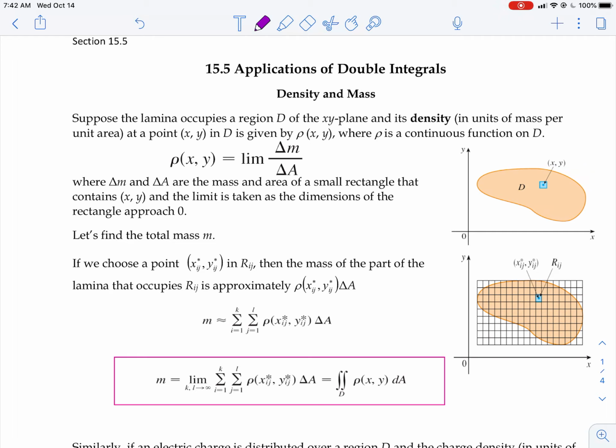Now suppose the lamina occupies a region D of the xy plane, and its density in units of mass per unit area at a point x, y in D is given by rho of x, y, where rho is a continuous function on D. So rho of x, y is equal to the limit of delta m divided by delta A, where delta m and delta A are the mass and the area of a small rectangle that contains x, y, and the limit is taken as the dimensions of the rectangle approach 0.